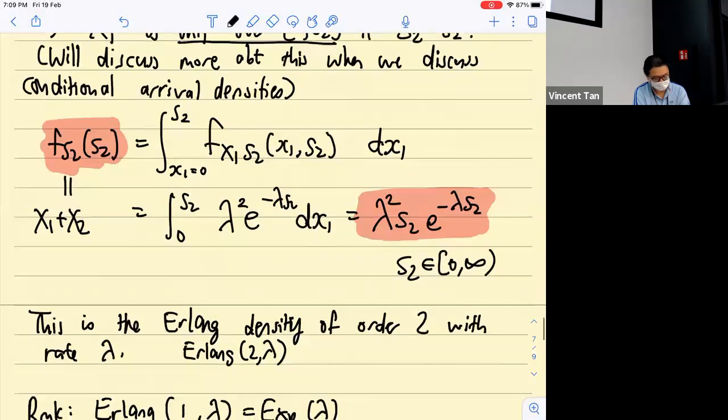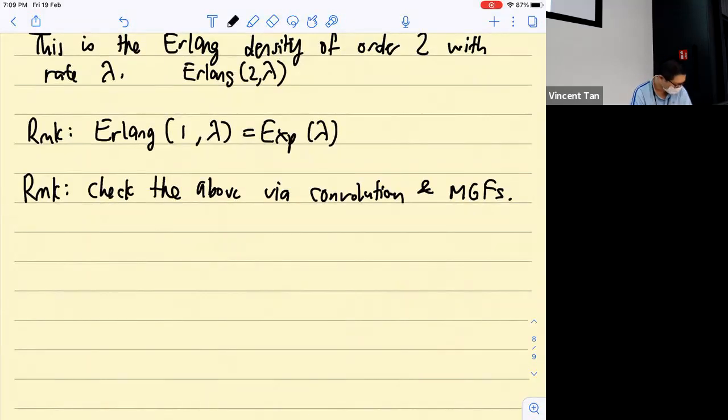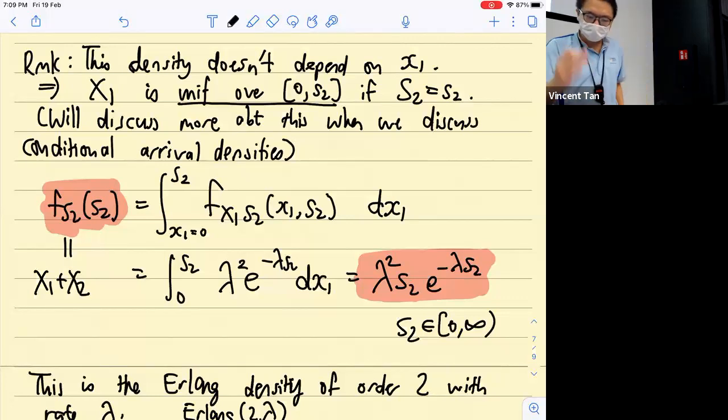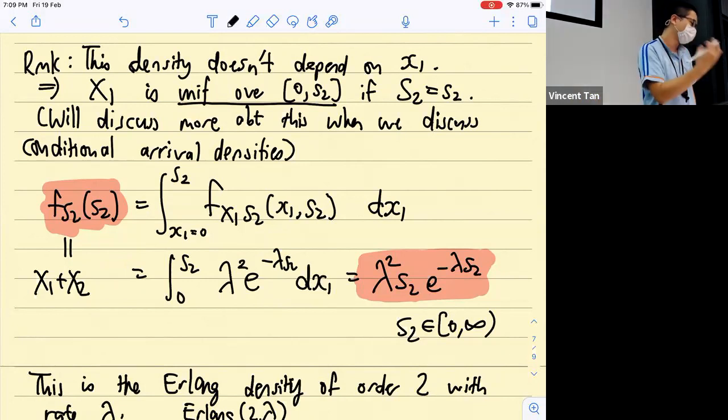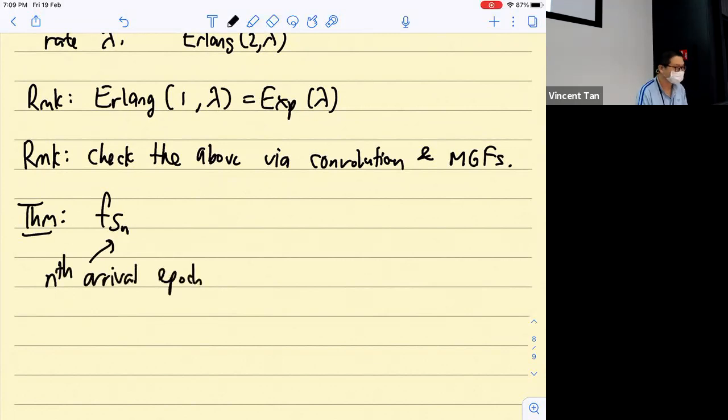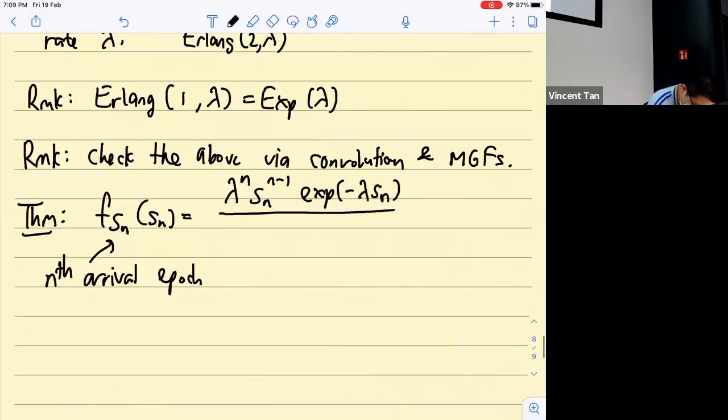So we have a simple way, and this remark is the painful way. Now we are not done, because I told you this part of the agenda is to derive the density for f of Sn. You can go through this procedure to get f of S3, f of S4, but we are not so painful. We want to do things in a smart way. Let's call this a theorem. f of Sn, the nth arrival epoch, is of course the Erlang density of order n with rate lambda: lambda to the n, Sn to the n minus 1, e to the minus lambda Sn, divided by n minus 1 factorial, for Sn bigger than 0.